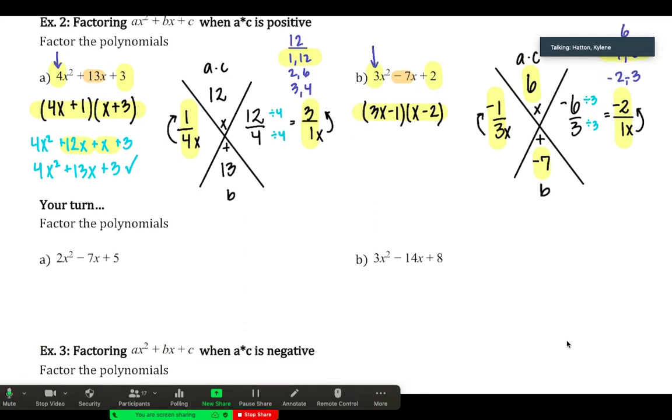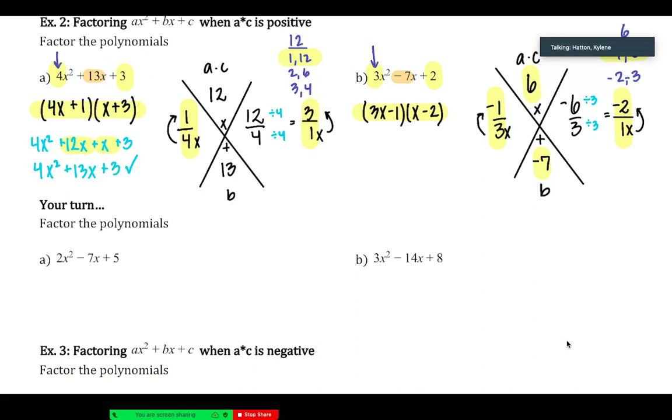Okay, so for A, 2x squared minus 7x plus 5. First we're supposed to check for greatest common factor. Is there a number that divides evenly into 2, 7, and 5? Other than 1, there's not a number that would divide evenly into all three of those. So that means we can't factor out a GCF, but we can just jump to the X method right away.